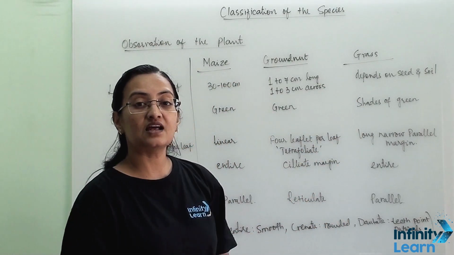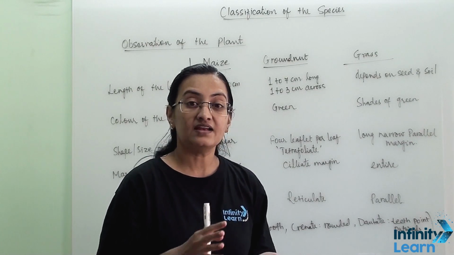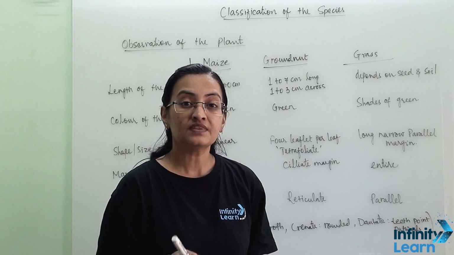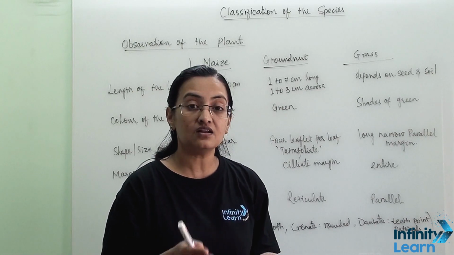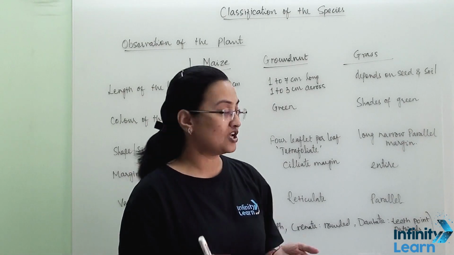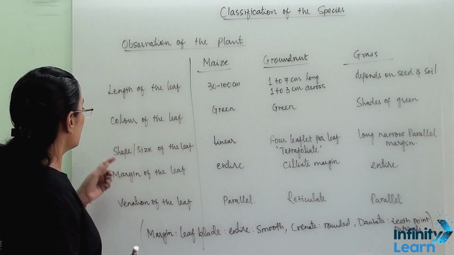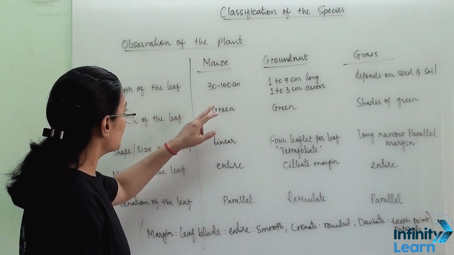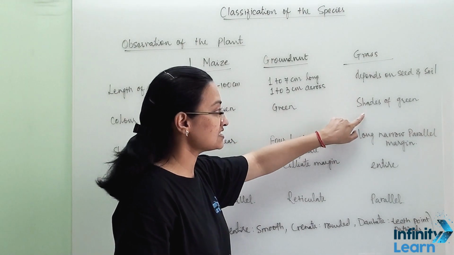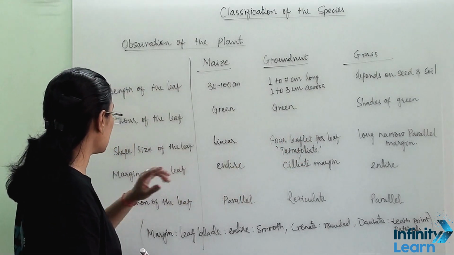We know that there are a number of varieties of grass all around the world, and as the seed differs and the geographical area differs, the pattern, colors, shades and shape of the grass leaf will change. So it depends upon the seed and soil. Then comes the color of the leaf. For maize it is green, for groundnut it is green, and for grass it will be shades of green. It depends upon the area and seed.